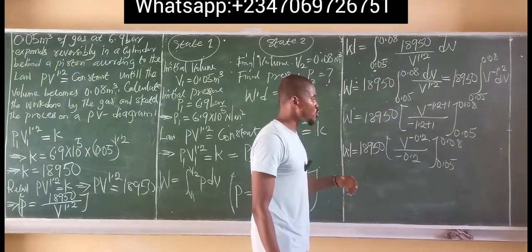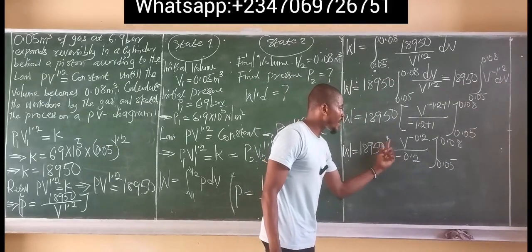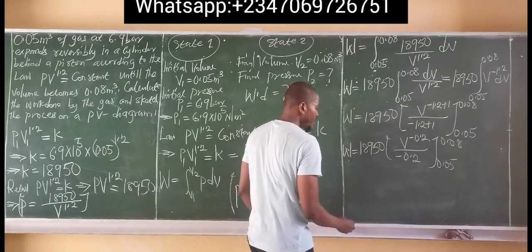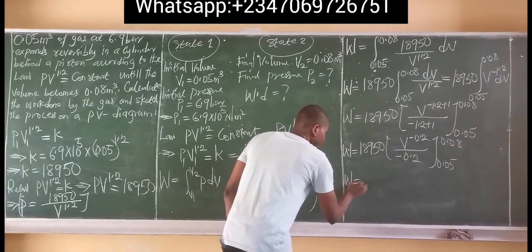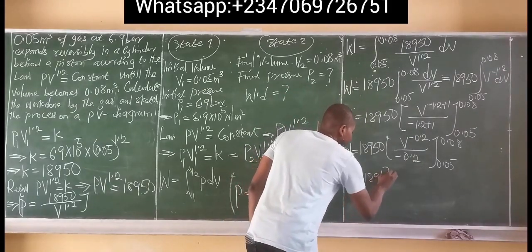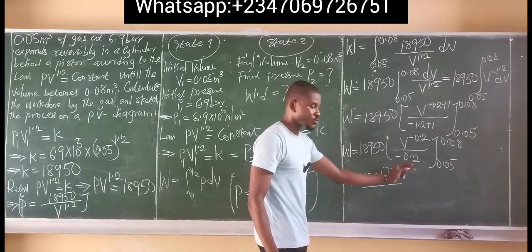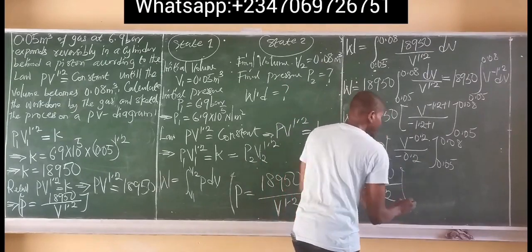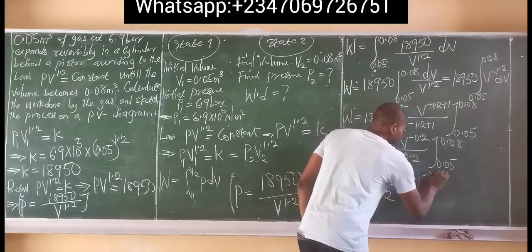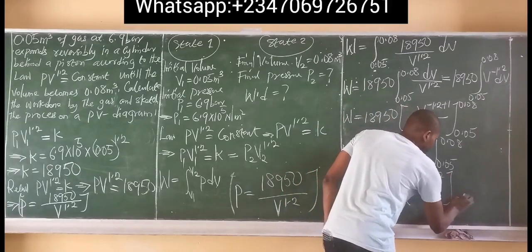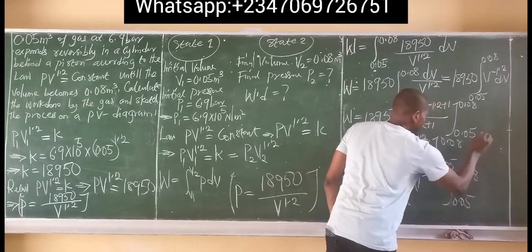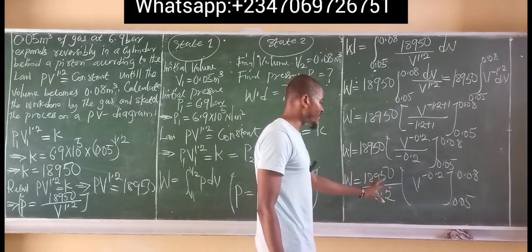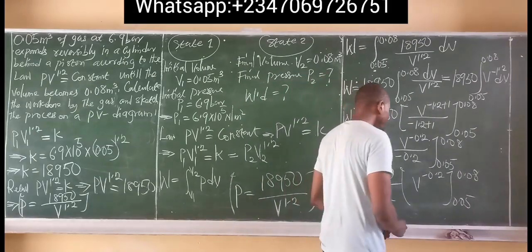Now at this point, what I will do is simply pull out 1 over minus 0.2, or simply pull out this minus 0.2 over here. Therefore, I'm going to have my work done to be equal to 18950 all over minus 0.2. I'm pulling out minus 0.2 now. Open your bracket. I am now left here with v to the power of minus 0.2, from 0.05 to 0.08. Always attach your limit. So we are going to find this division now: 18950 divided by minus 0.2.